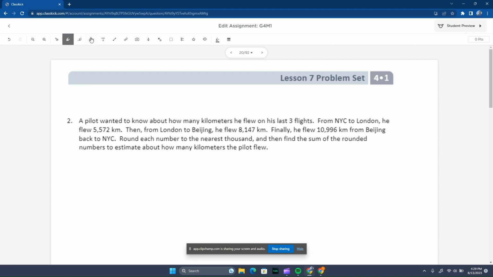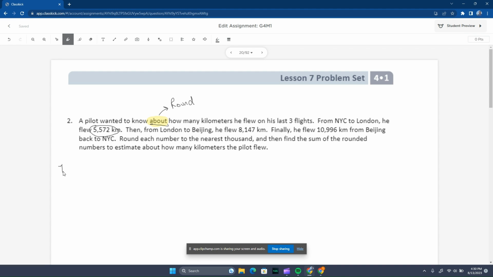Word problems. Number 2 says a pilot wanted to know about, and when we see this word about in a word problem, that's a really good indication that we're going to have to estimate or round. So be on the lookout for that word about. Pilot wanted to know about how many kilometers he flew on his last 3 flights. From NYC, which is New York City, to London, he flew 5,572 kilometers. So that was one trip.